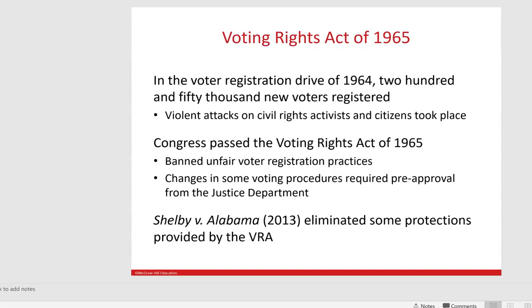As the movement gained momentum, a voter registration drive in 1974 yielded over 250 new registered voters. This was the precipitous for the riots in, for example, Mississippi, because activists came into the South for the express purpose of registering voters.